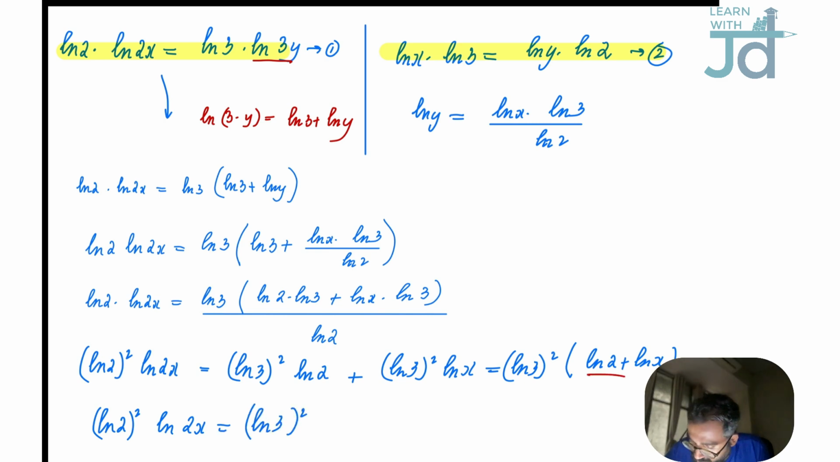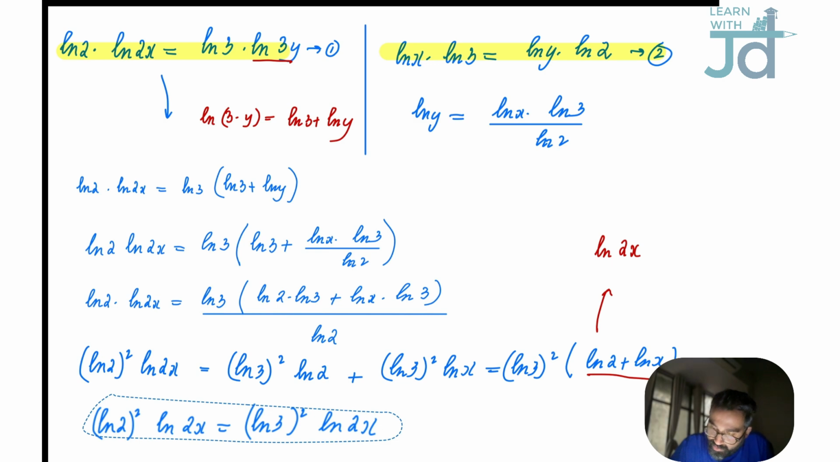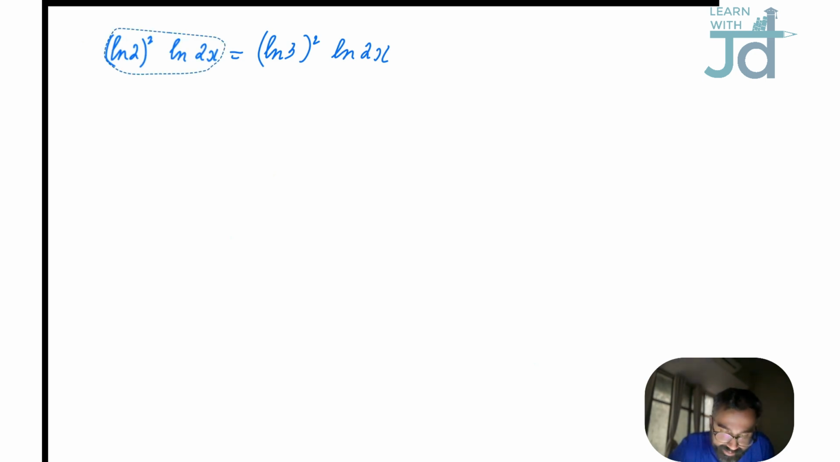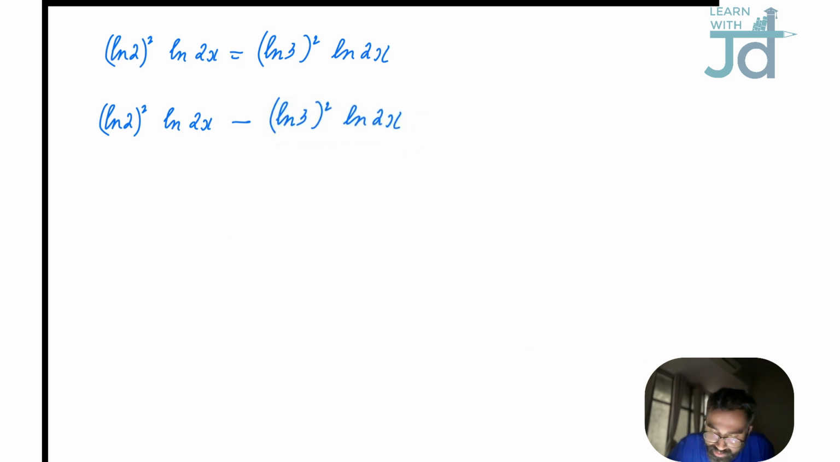So ln a plus ln b is ln ab, that is ln 2 into x. So we have got an equation in x. We just need to solve it. I'll take this equation to the next page, because now we cannot compress it further. So I'll take it to the other side. This is the left hand side, I'll keep it as it is, then minus the right hand side, and equal to 0.